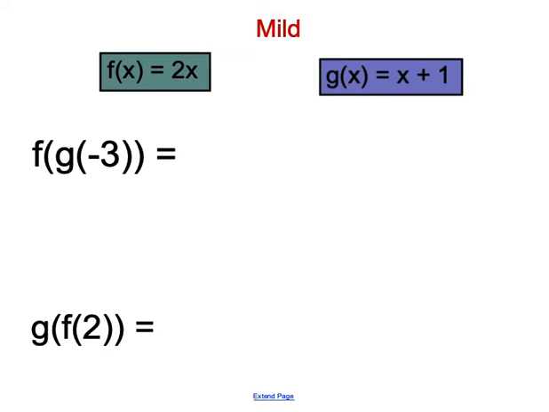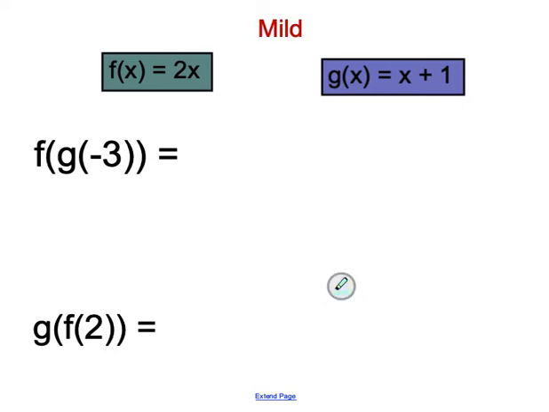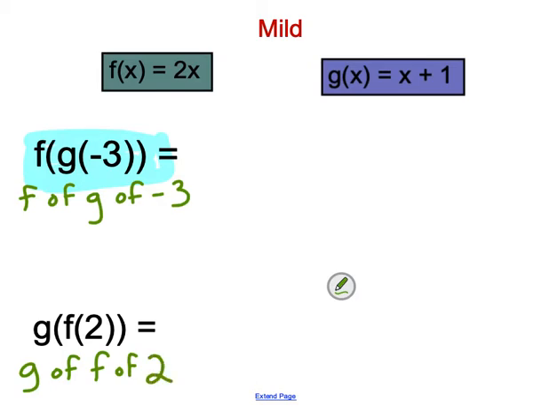Composition of functions are written in an interesting way. This right here is notation for composition of functions. To say that out loud, I would read it as f of g of -3. The second one I would say out loud as g of f of 2. Those parentheses are really what gives you a clue that you have a composition of functions going on. It's like you have a function within another function.